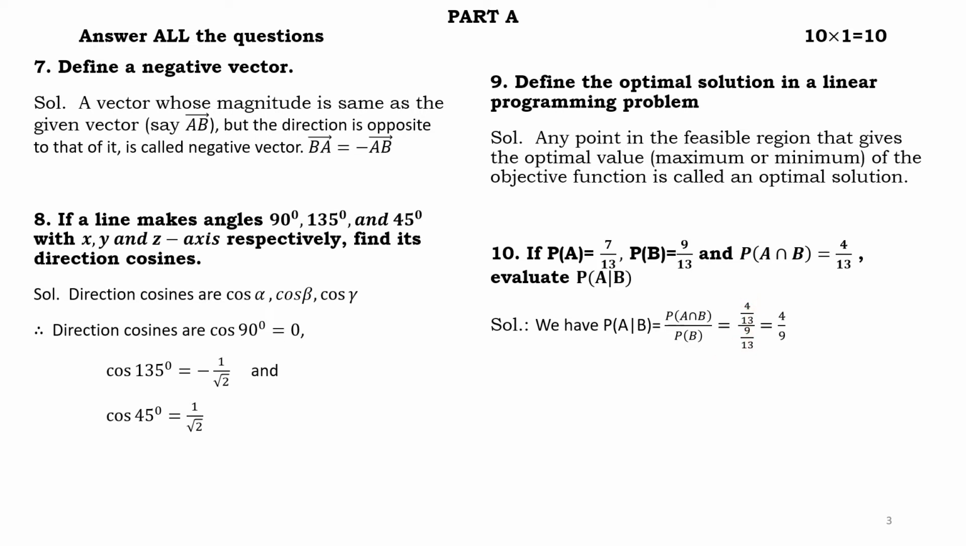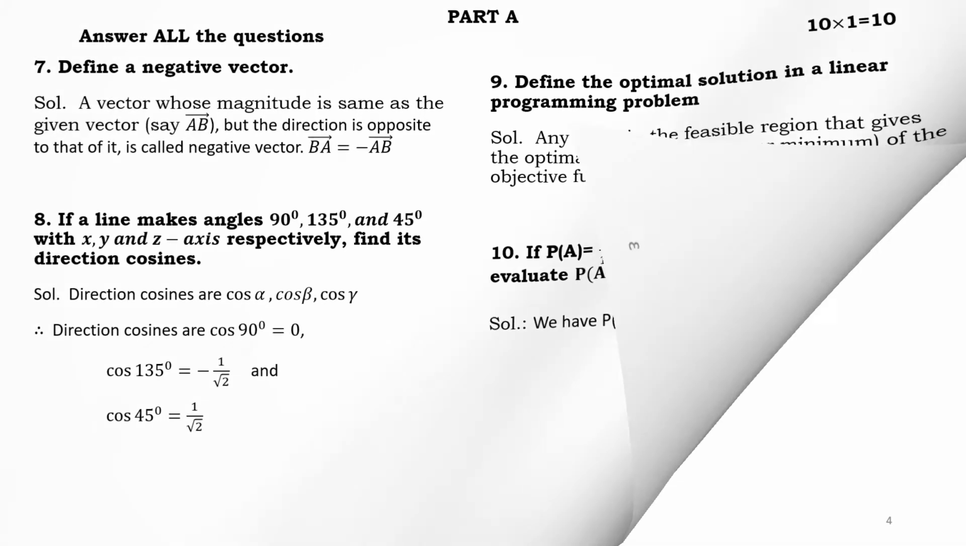So we have answered all the 10 questions and now we have scored 10 marks. So we will go for the next section, that is part B. Answer any 10 questions. Each is a 2 marks question. There will be 10 questions of a total of 20 marks.